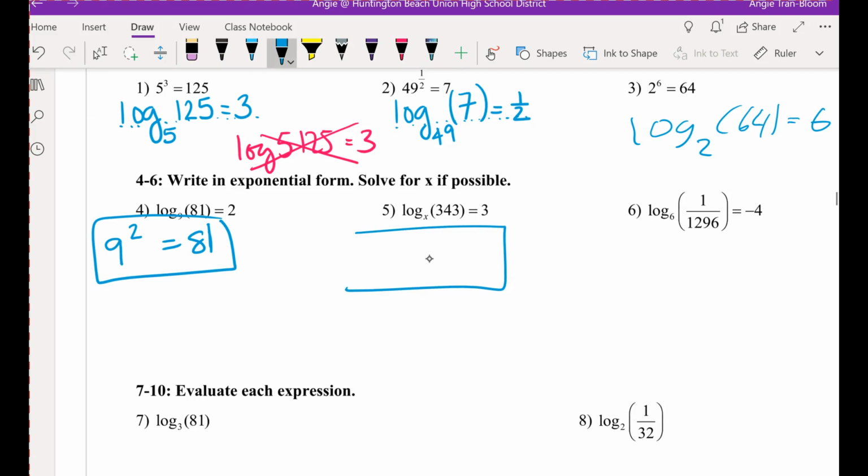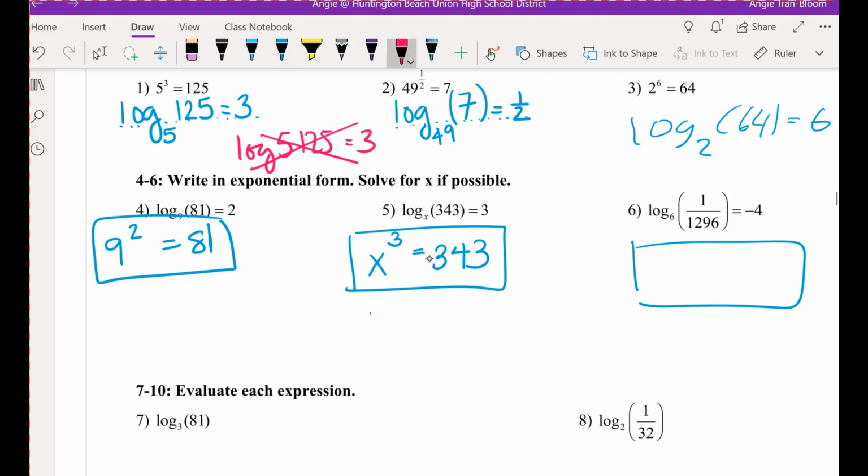What's your exponential form for 5? X to the third equals 343. Can I possibly solve for x here? Because it says write it in exponential, solve it if possible. Can I solve x here? How? Okay. So x to the third equals 343, cube root of both sides.